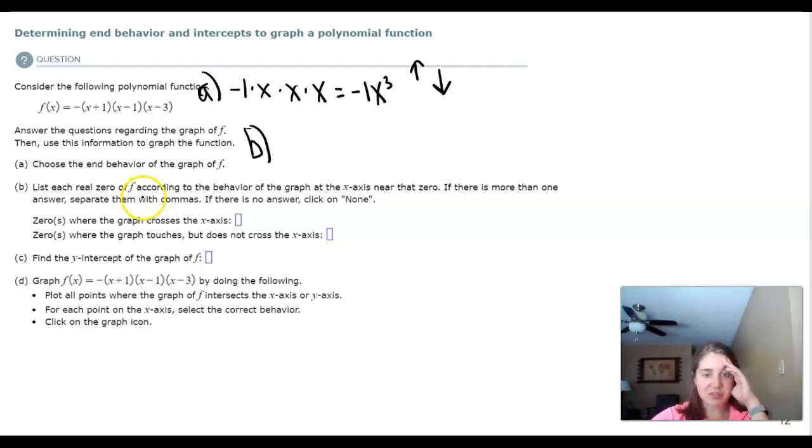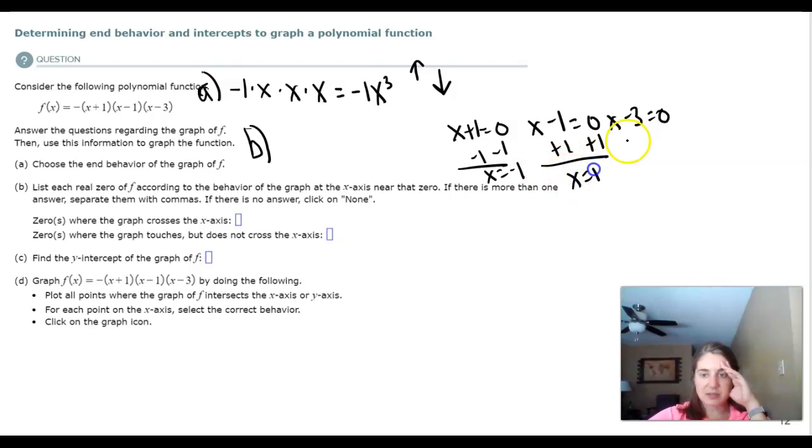Part B asks us to find all the real zeros. So I'm going to set x plus 1 equal to 0, x minus 1 equal to 0, x minus 3 equal to 0. X equals negative 1, x equals 1, x equals 3, so x equals negative 1, 1, and 3.